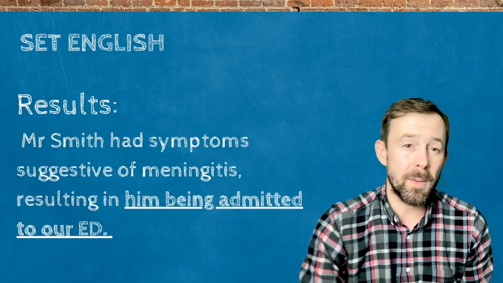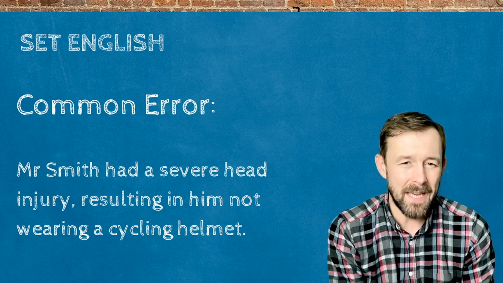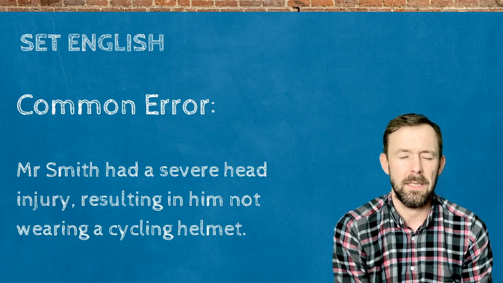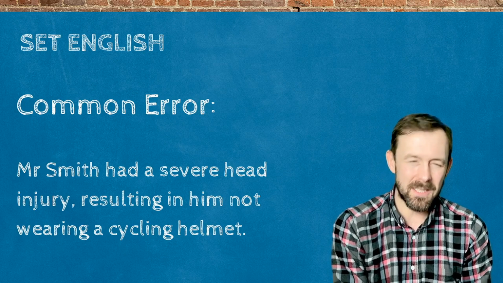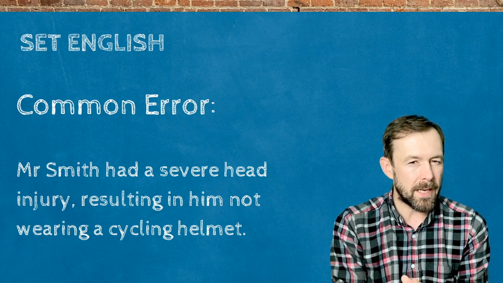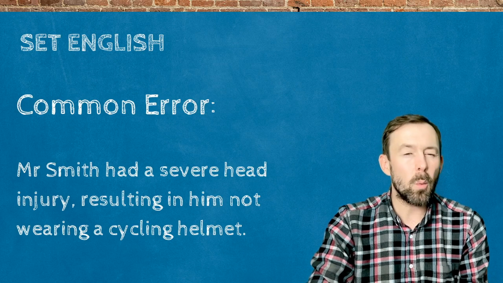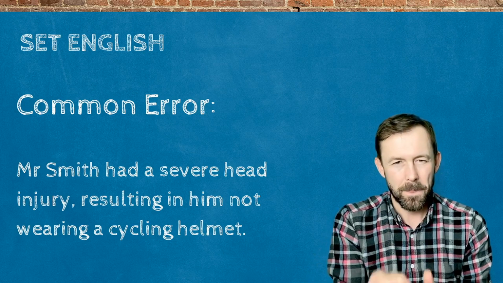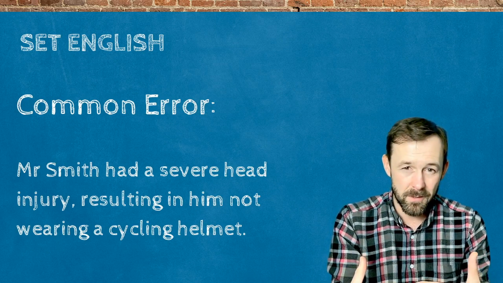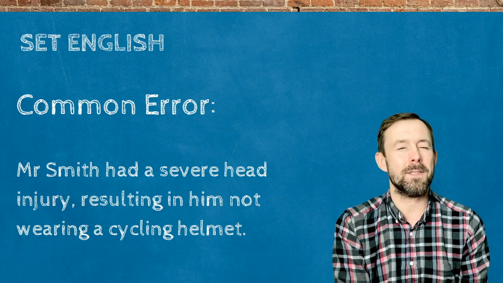So let me show you a common error. Have a look at this sentence. Mr. Smith had a severe head injury resulting in him not wearing a cycling helmet. That just seems a bit strange, doesn't it? Does that seem the most logical connection? What you're telling me here is that he had the severe head injury first, and the result of that was not wearing a cycling helmet. Doesn't it seem to make sense the other way, that not wearing a cycling helmet was first, and then the severe head injury second? That seems to make more sense to me.